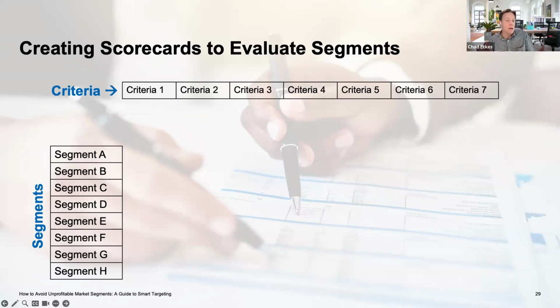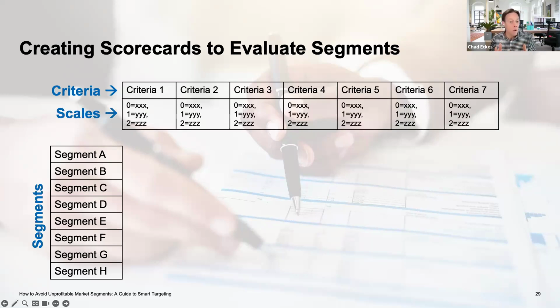Next, you're going to define criteria upon which to evaluate each segment. And again, these criteria could be things like the strength of various needs in that particular segment, the level of competition. Again, it could be size, growth rate of the segment, things like that. But I call those sort of the criteria.